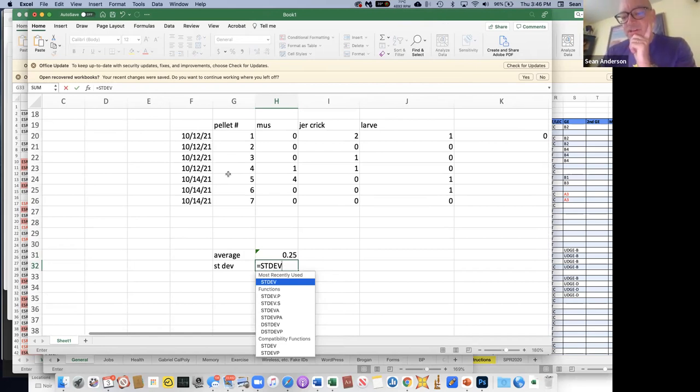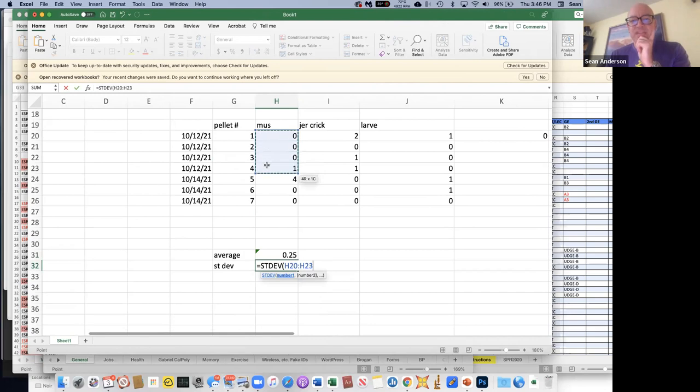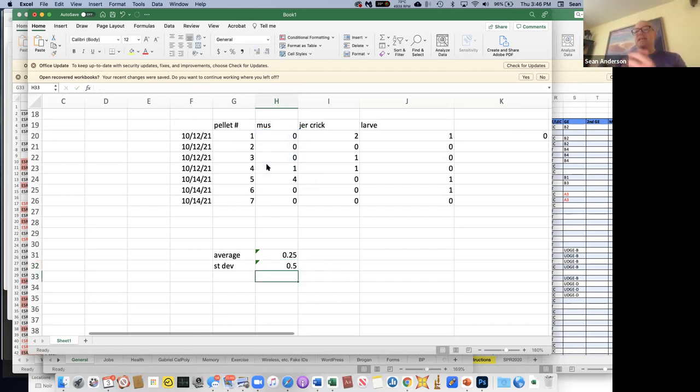is the equation, the command for calculating standard deviation. Open the parentheses, same thing. I'm going to select the range of all those pellets on that one date and then hit close parentheses. And that's now my standard deviation.